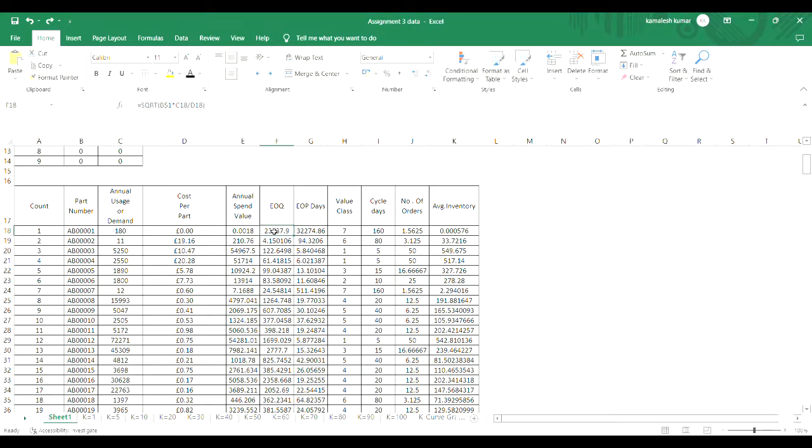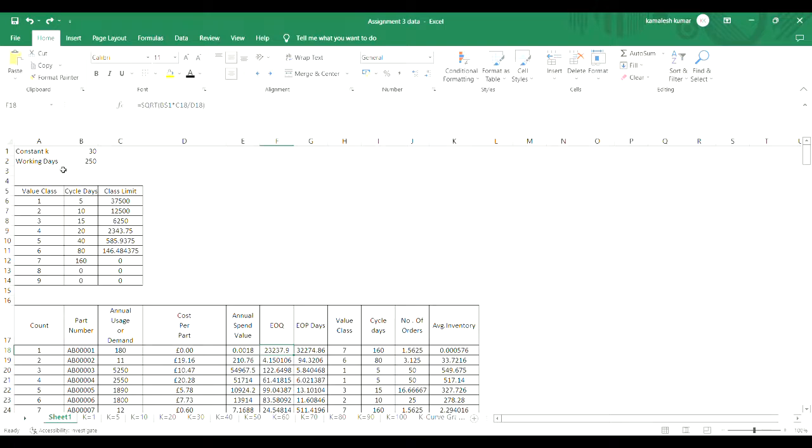Now the first step is to calculate the EOQ, and to calculate the EOQ I told various formulas in the presentation slide. If you remember, we have to use the same formulas. So it is equal to square root of B1, which is nothing but the k value. Here we have assumed the k value is 30. And similarly into C18, which is the annual demand, so it is k into annual demand by the cost per price. The square root of that formula will give you the EOQ value.